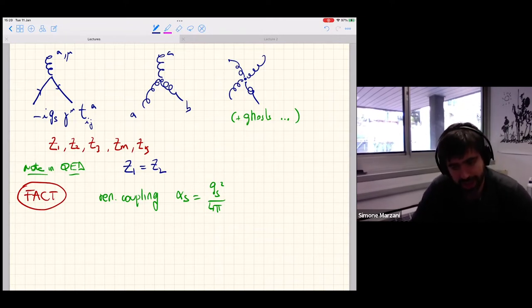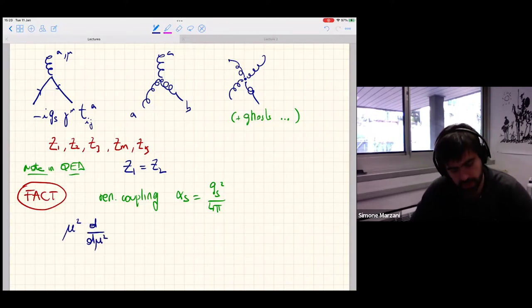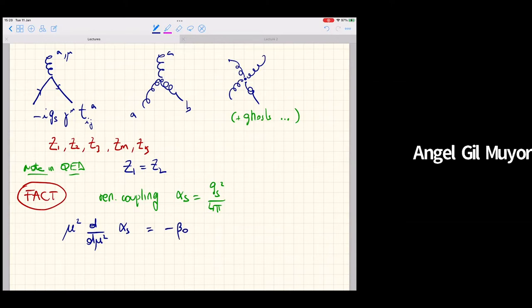The fact is that you can write down an equation that gives you information about the dependence of the effective coupling alpha on this energy scale. To lowest order, the famous equation is the following. The logarithmic derivative of the effective coupling alpha s can be written as minus beta naught, which is a coefficient calculable in perturbation theory, times alpha squared.